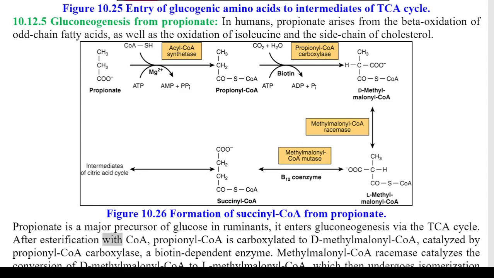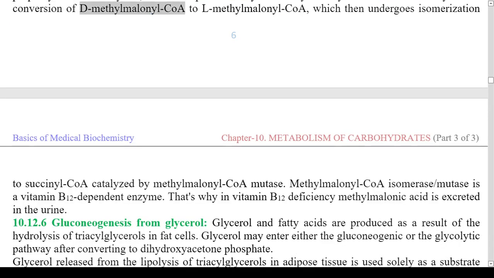After esterification with CoA, propionyl-CoA is carboxylated to D-methylmalonyl-CoA, catalyzed by propionyl-CoA carboxylase, a biotin-dependent enzyme. Methylmalonyl-CoA racemase catalyzes the conversion of D-methylmalonyl-CoA to L-methylmalonyl-CoA, which then undergoes isomerization to succinyl-CoA catalyzed by methylmalonyl-CoA mutase. Methylmalonyl-CoA mutase is a vitamin B12 dependent enzyme. That's why in vitamin B12 deficiency methylmalonic acid is excreted in the urine.